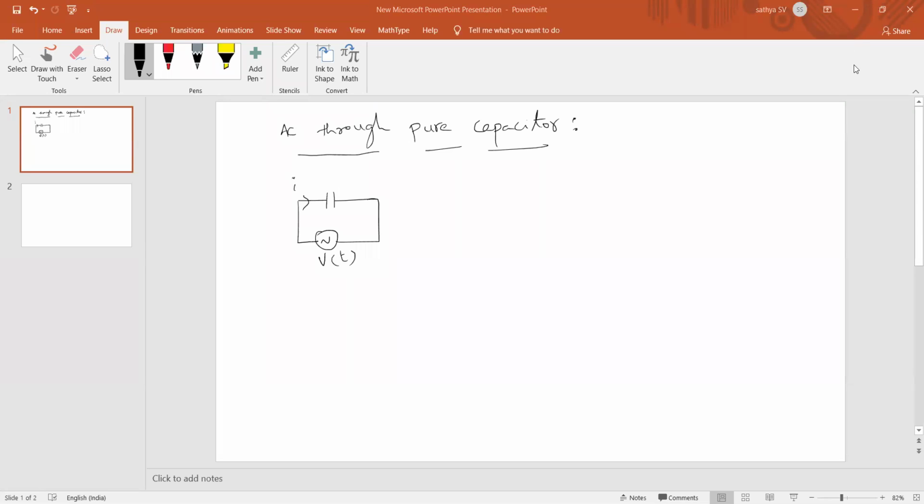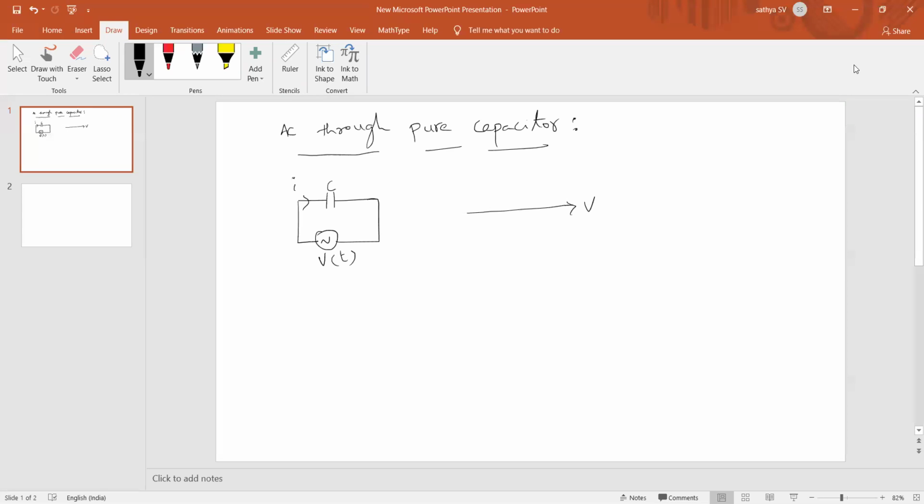Okay, fine. Right. So across the capacitor we have connected one voltmeter, and the amount of current which is passing through the capacitor is I. Now tell me which one is leading and which one is lagging in the case of capacitor. I is leading, sir. Right, V is lagging. Good.